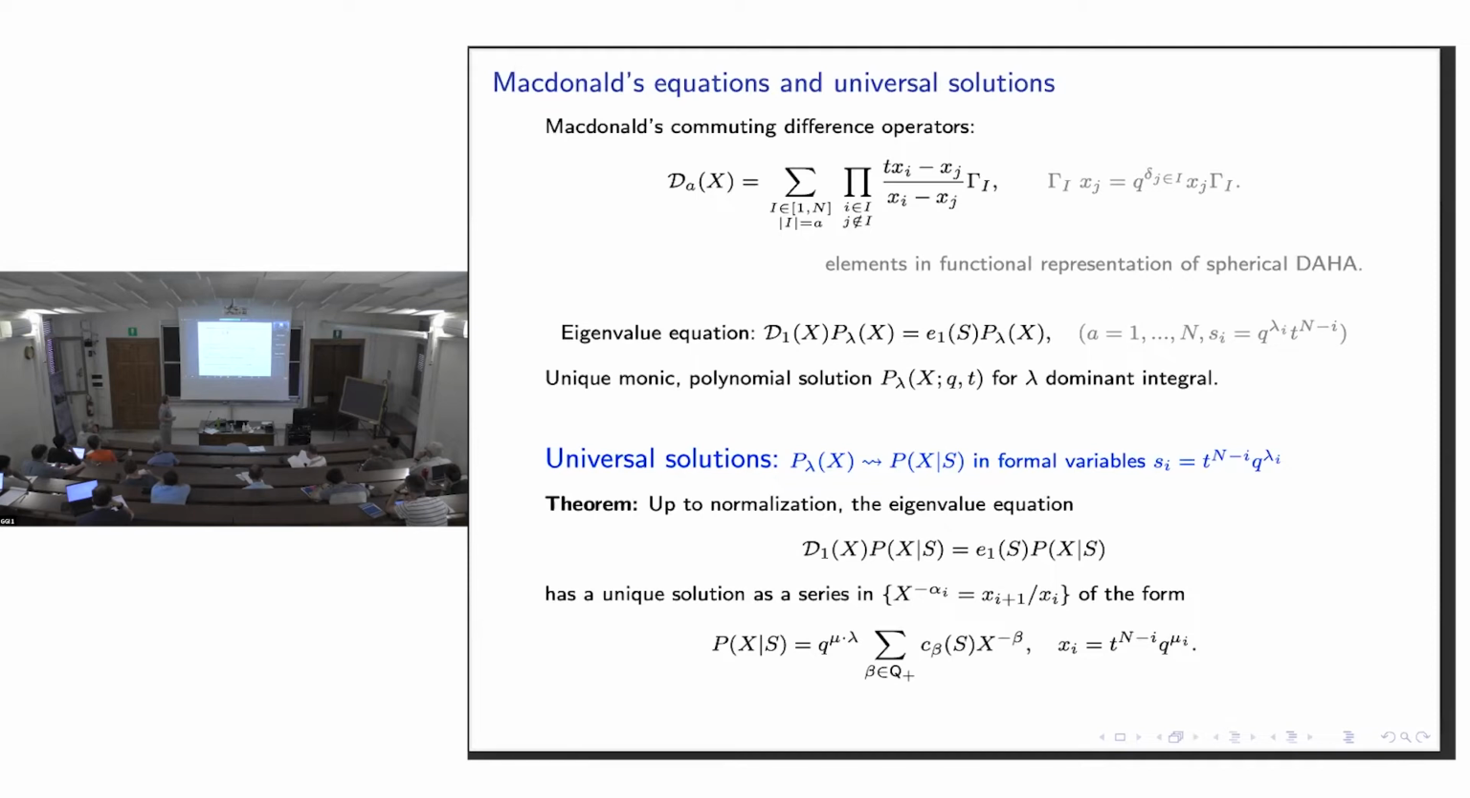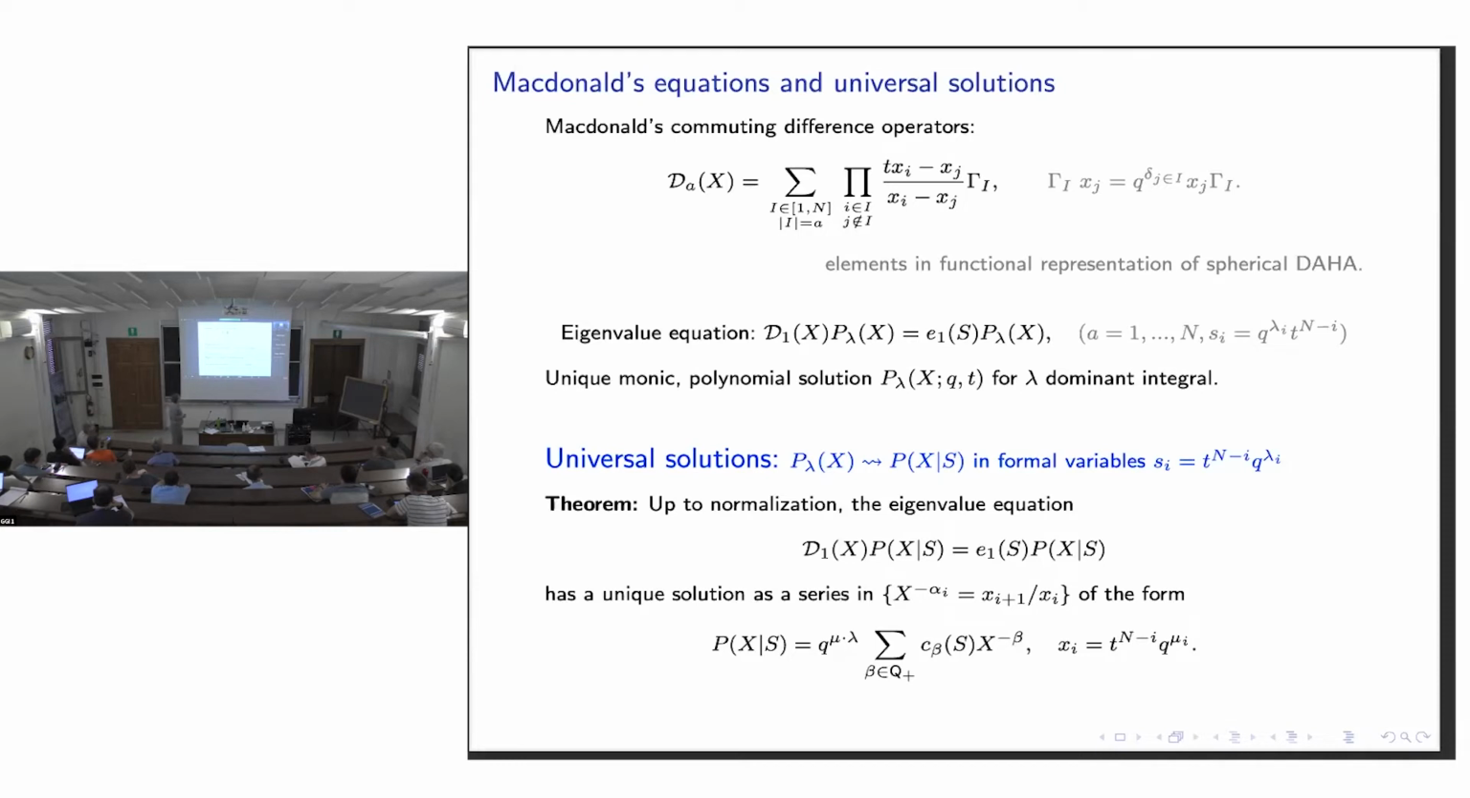So gamma is a q-difference operator. It's the product of several q-difference operators in xi. This is a way of writing down Macdonald's commuting difference operators. They're elements in the functional representation of the double affine Hecke algebra, and the spherical part of it means that because they're symmetric, they're invariant under permutations, or they're invariant under the Hecke algebra.